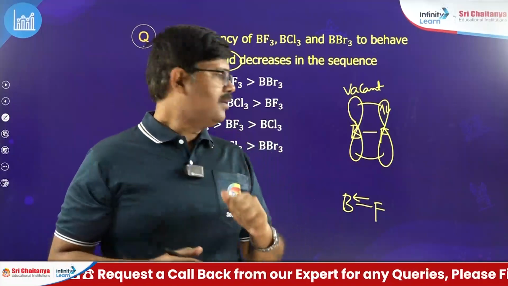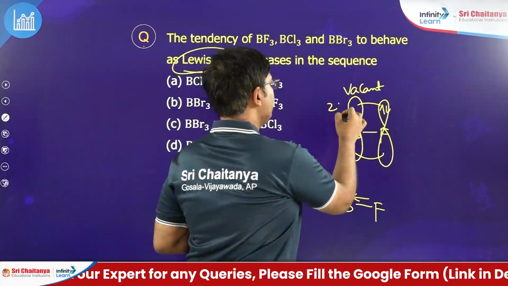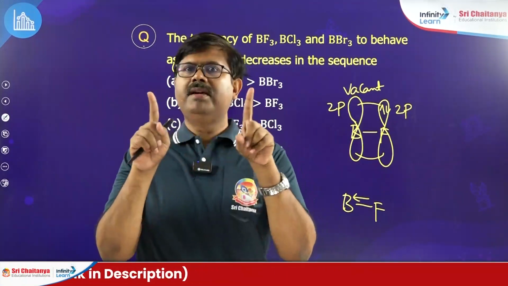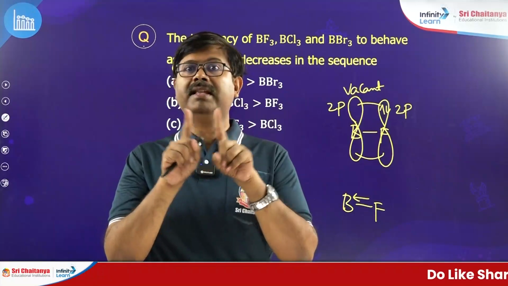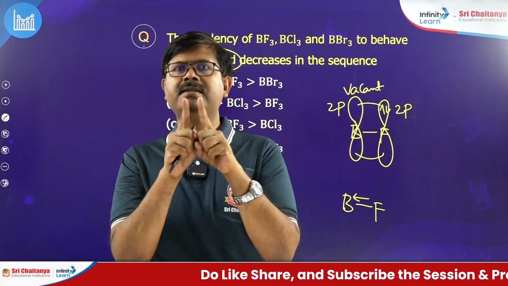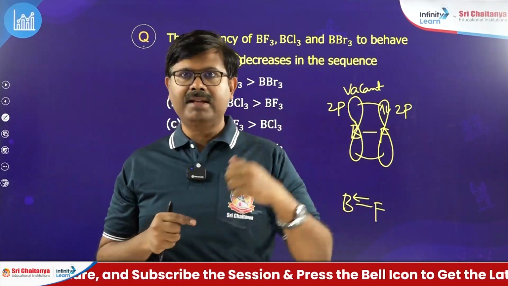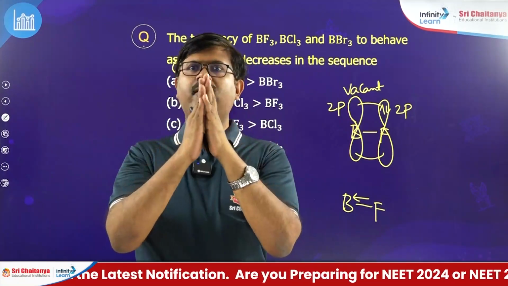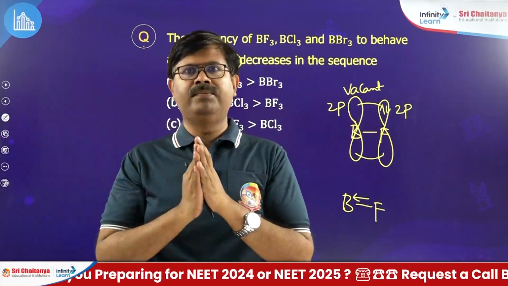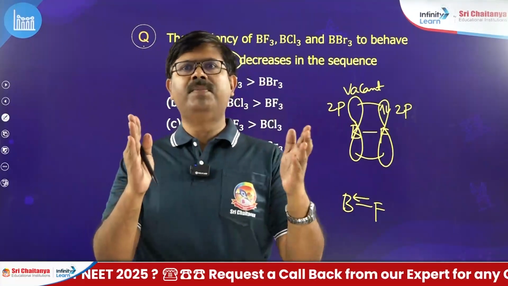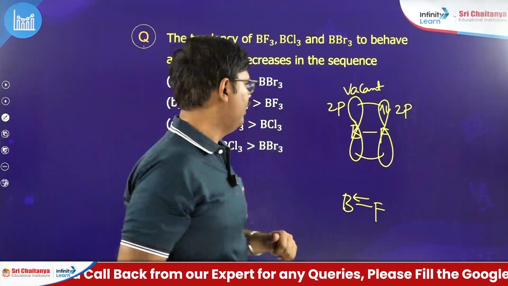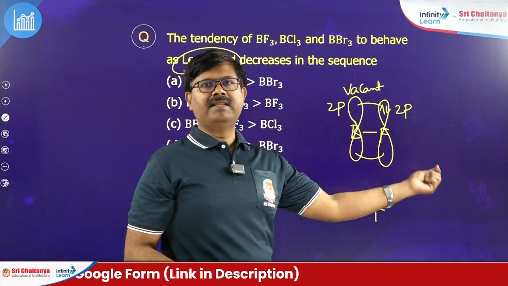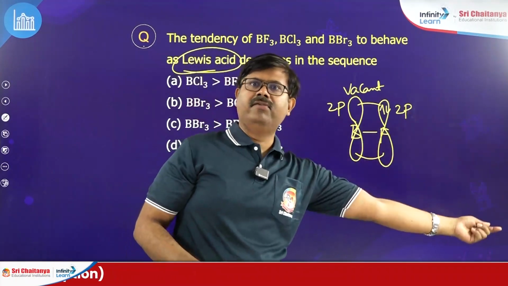But in case of BF3, the overlap is between the 2p orbital of boron and the 2p orbital of fluorine. When the size difference between the laterally overlapping orbitals is small, the overlap is more effective. So 2p overlap is very good. Whereas in BCl3, boron's 2p orbital overlaps with chlorine's 3p orbital, so the overlap is not as effective as in BF3. And in BBr3, 2p and 4p is even less effective. Therefore, boron gets electrons very effectively from fluorine, less effectively from chlorine, and even less from bromine.